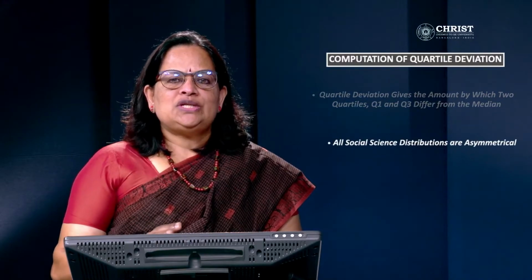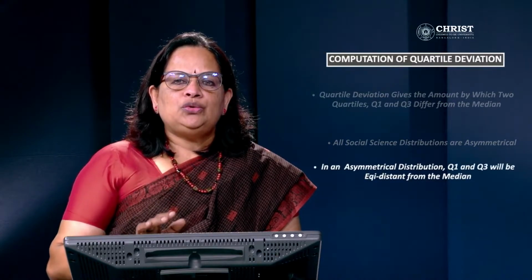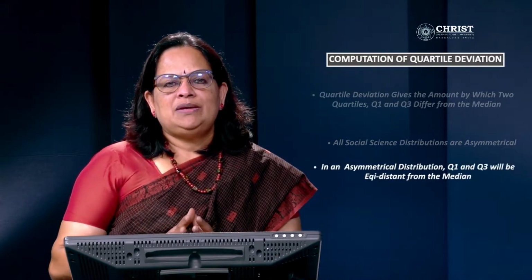Usually in an asymmetrical distribution, meaning it's not a normal distribution. A normal distribution is where all the values are evenly distributed throughout the series. So if you put that on graph paper, you will get a bell-shaped curve. Almost all the social science distributions are asymmetrical. So in an asymmetrical distribution, Q1 and Q3 will be equidistant from the median.